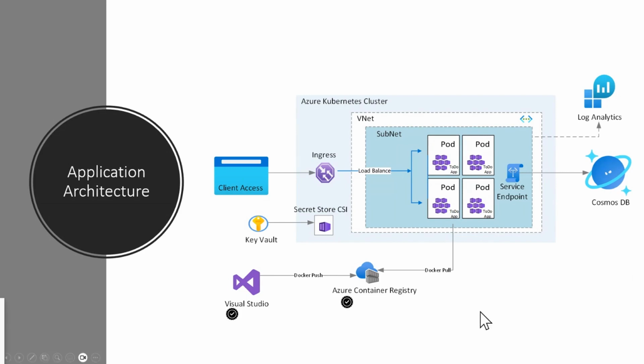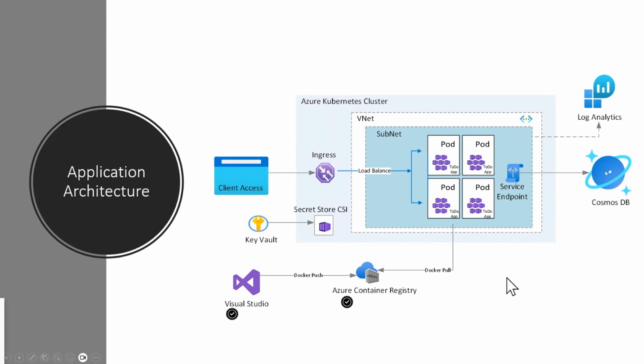So now this container, through a Docker push, goes and sits inside Azure Container Registry. And Azure Container Registry is a service where you can host your container application images, which can later be pulled and used by other services.